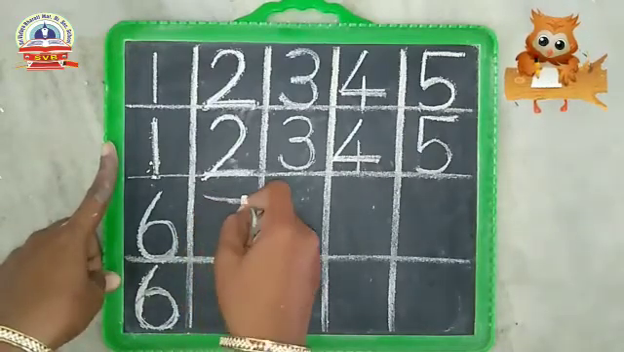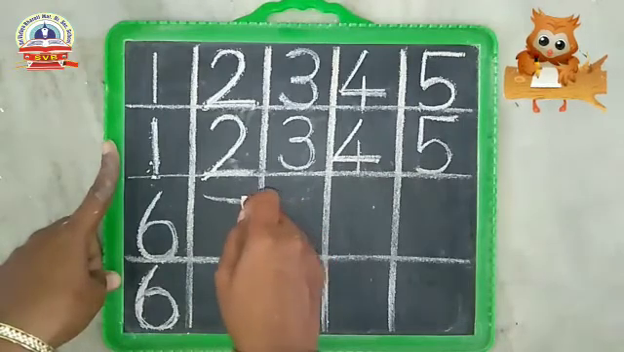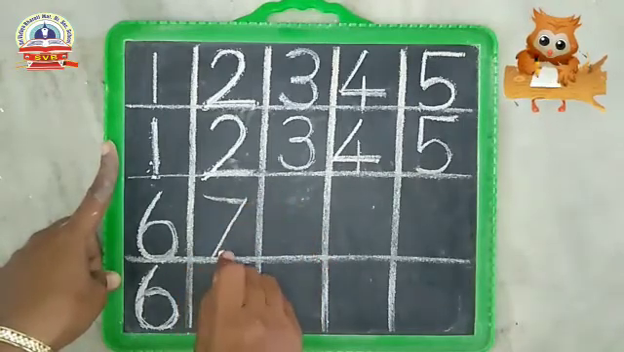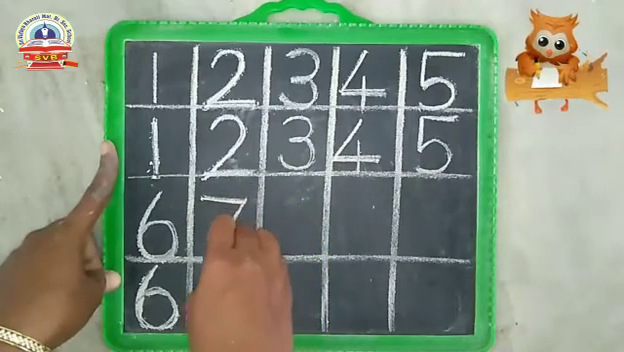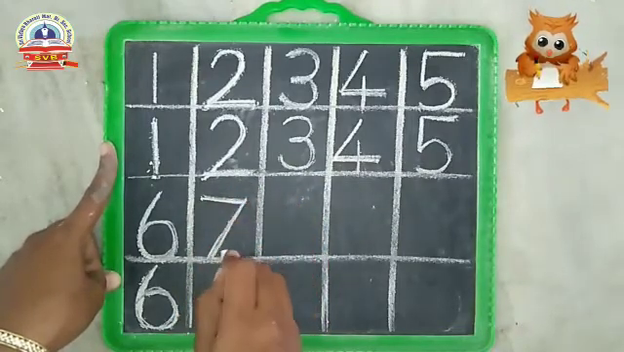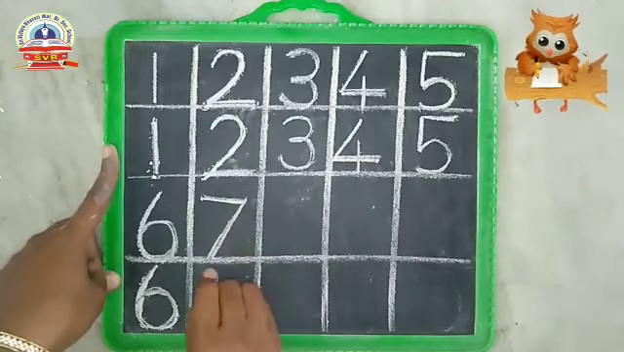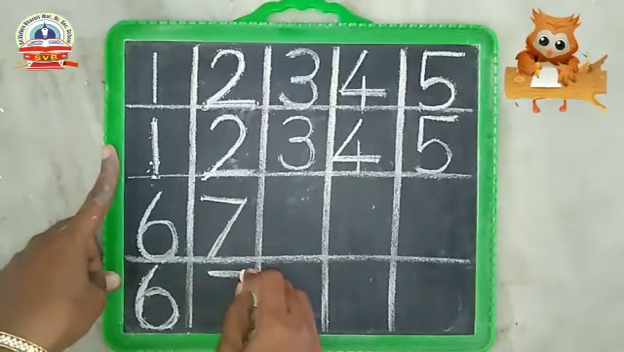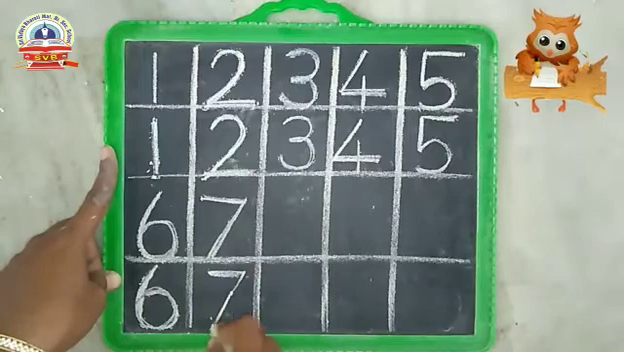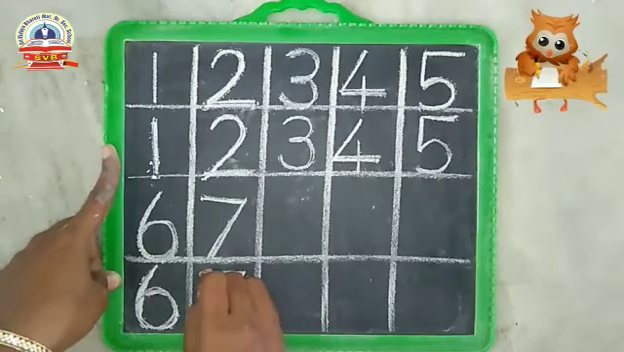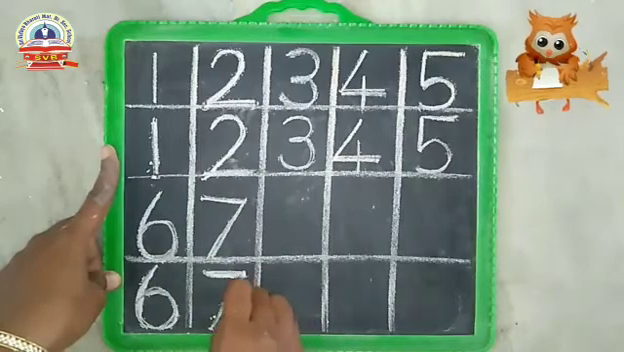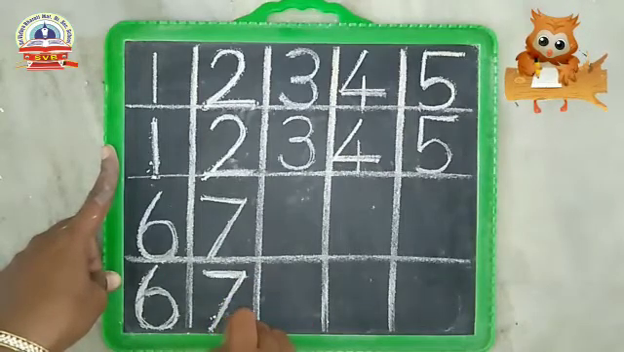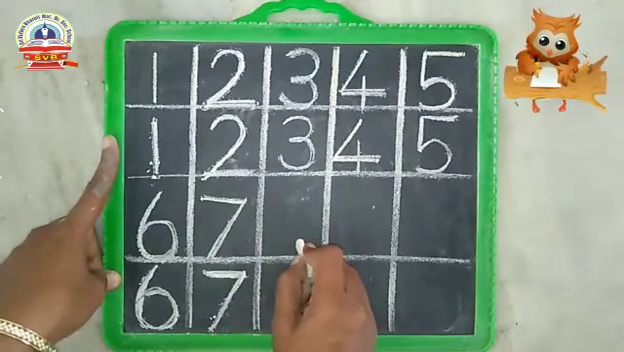Sleeping line and right slanting line. Write again. Sleeping line and right slanting line. This is number 7. Write with me. Sleeping line and right slanting line. This is number 7. Next comes 8.